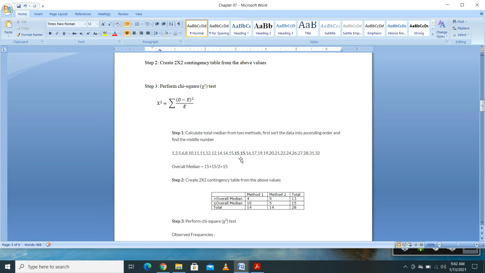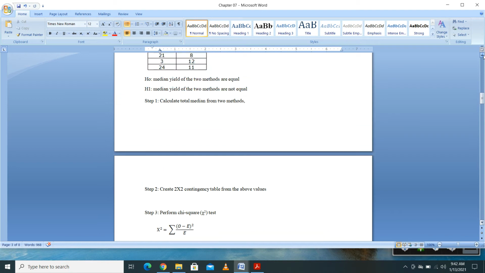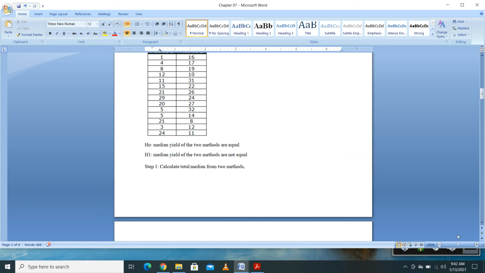So if you count the number of values which are greater than overall median, that is 1, 2, 3, 4, 5, 6, 7, 8, 9, 10, 11, 12, 13. You can see there are 13 observations which are greater than the overall median. So you have to check within these 13 how many are coming from method 1 and how many are coming from method 2.